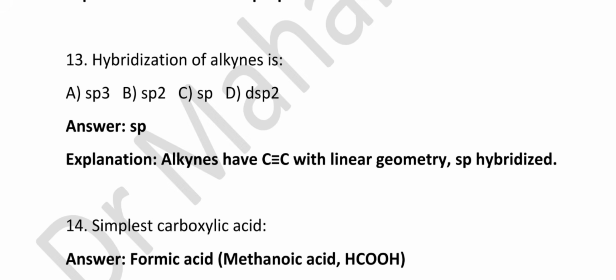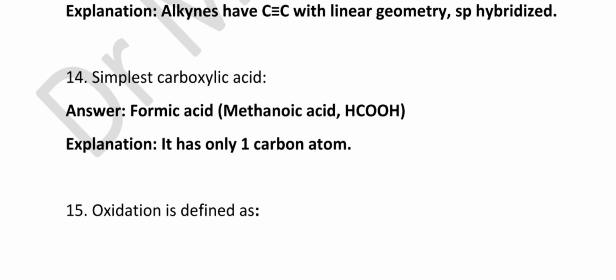Hybridization of alkynes, correct answer is option C, that is sp, because alkynes have carbon-carbon triple bonds with linear geometry and sp hybridization. Simplest carboxylic acid is formic acid because it has only one carbon atom.